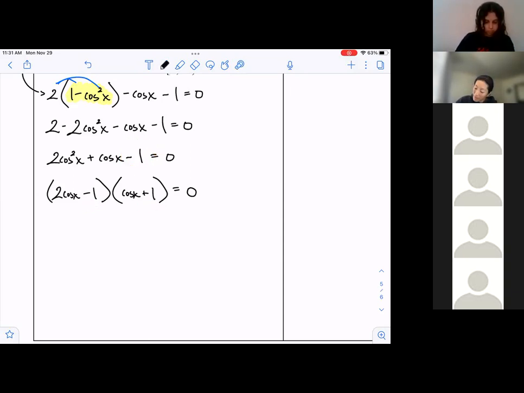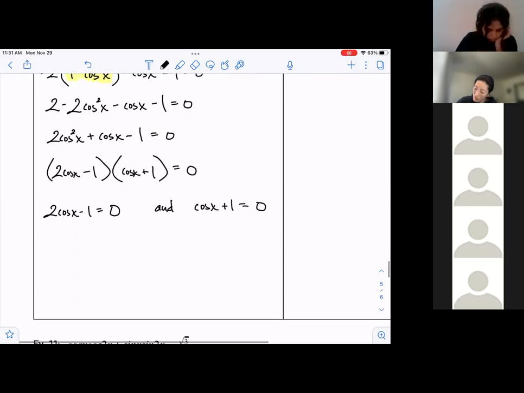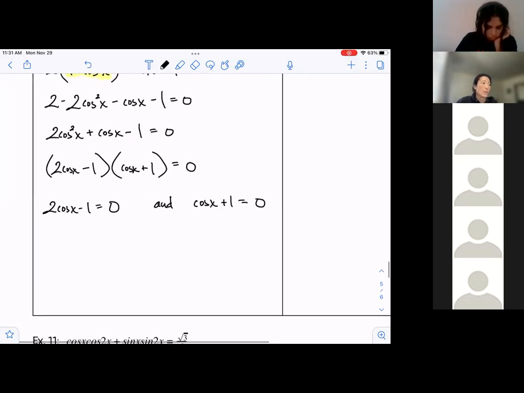All right. Now we take each one, we set it equal to 0. We use our unit circle to find those solutions. All right. So I'll give you a moment to solve those mini equations and find out the values on your unit circle. I believe there should be 3 altogether.